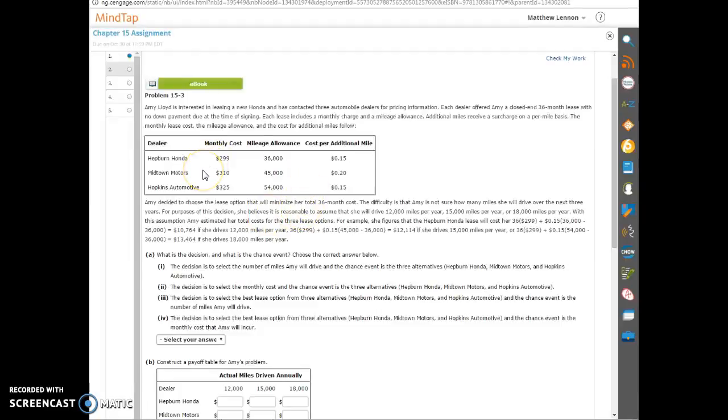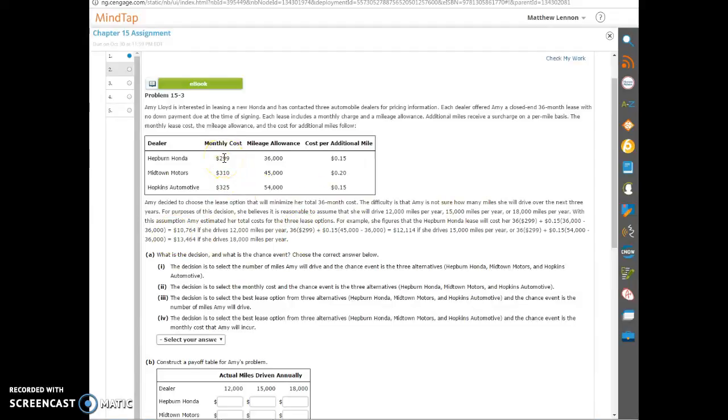So we've got a decision-making problem, and what we have is a chart with a bunch of choices for leasing an automobile for 3 years, 36 months. So we have a fixed monthly cost for each, we have a mileage allowance, and then we have a cost for each additional mile over the mileage allowance. So basically, we can develop formulas as below.